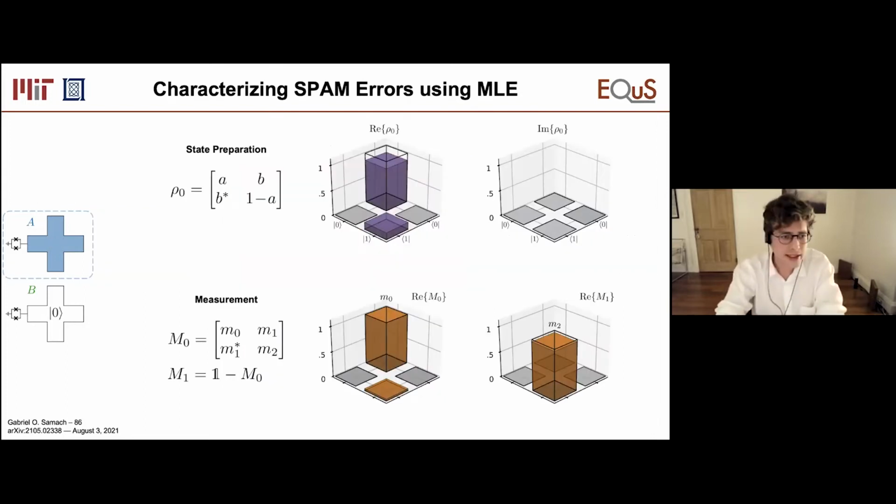So once we do this analysis, these are the results we get for a single qubit. The skyscraper plots show the magnitude of the different matrix elements for our initial state rho 0 and our measurement operators M0 and M1, where the shaded regions are the extracted values of these matrices, and the wireframe corresponds to an ideal state preparation and measurement.